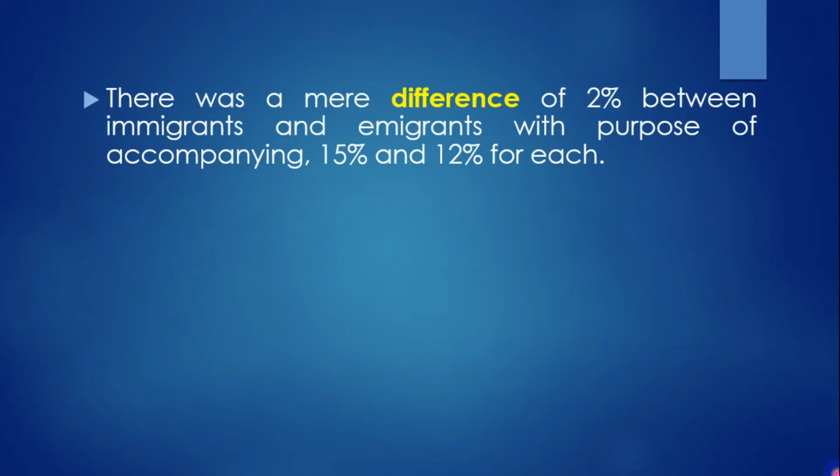Difference. Now you can learn it in a full sentence and its usage. There was a mere difference of 2% between immigrants and emigrants with purpose of accompanying, 15% and 12% for each.